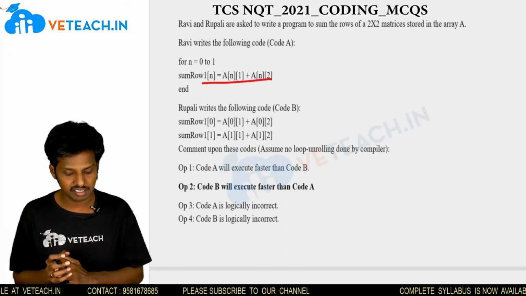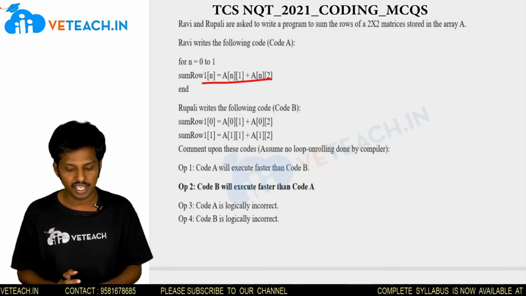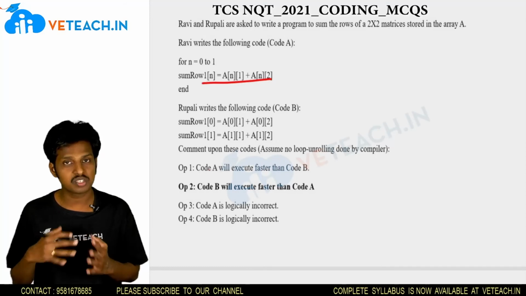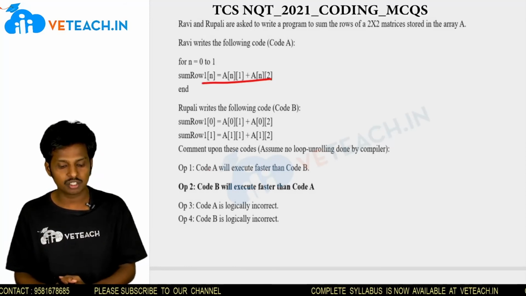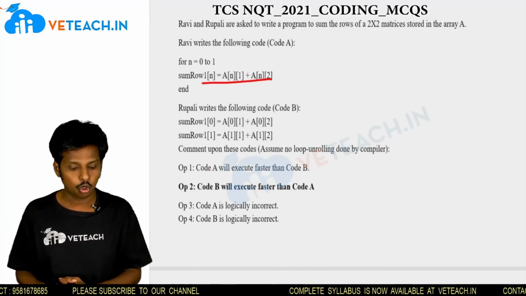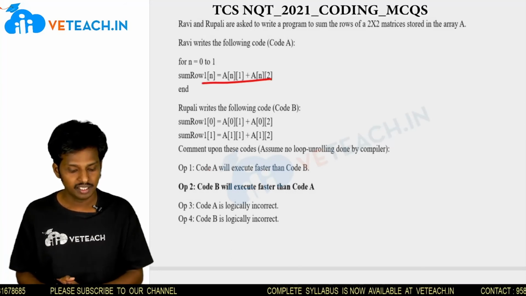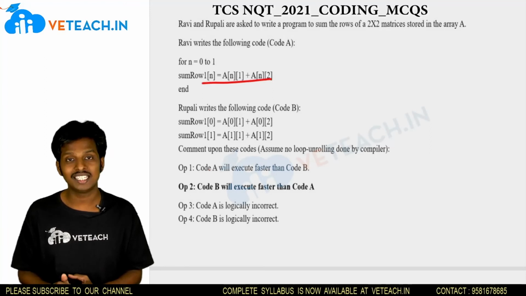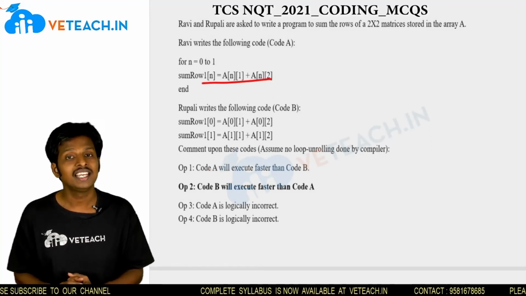Now the question asked is, comment upon the codes. Assume no loop rolling or unrolling by the compiler. The different options that were given are: code A will execute faster than code B. Code B will execute faster than code A. Code A is logically incorrect. Code B is logically incorrect.